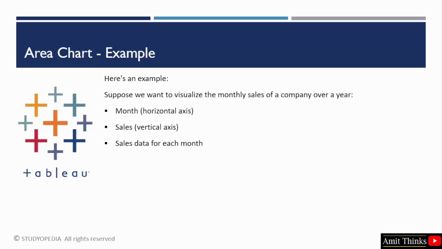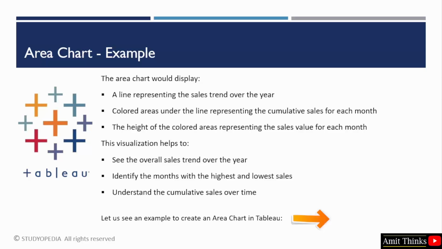Let's say we want to visualize the monthly sales of a company over a year. So your horizontal axis will have month because it includes your date. Vertical axis will have a quantitative value, that is sales. So your area chart will display sales trend over the year. Okay, a line will be displayed.